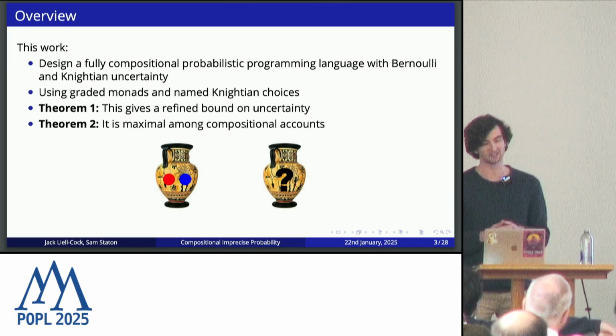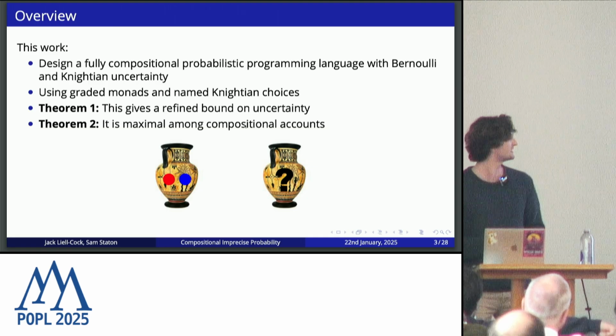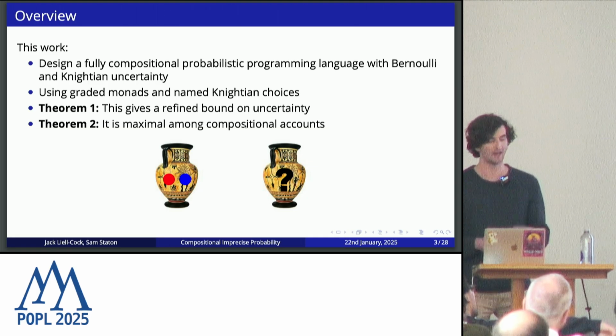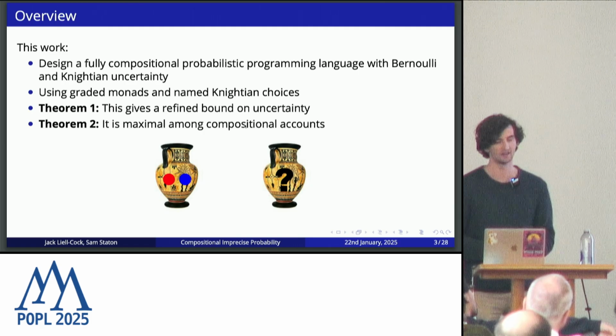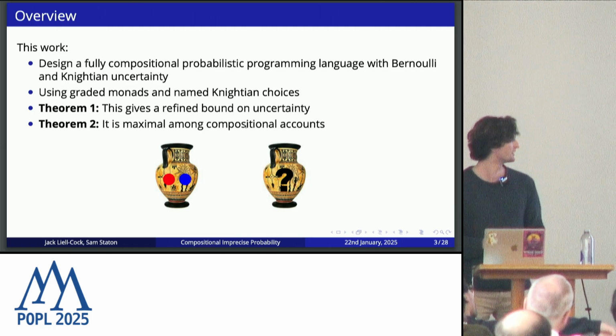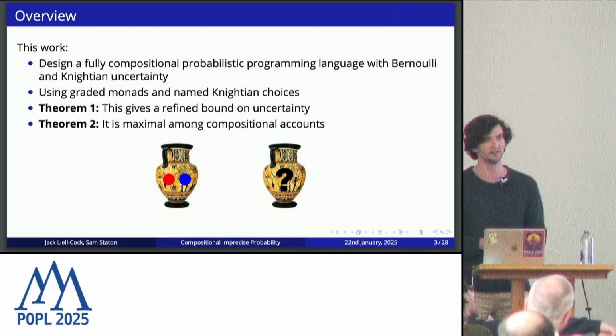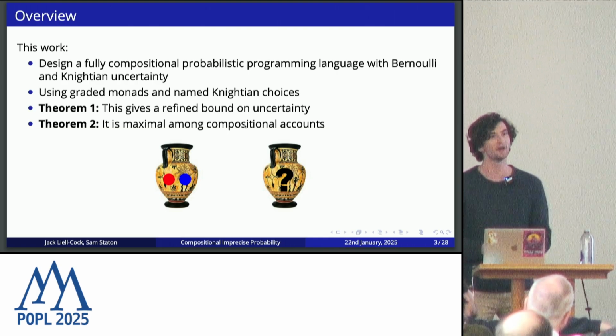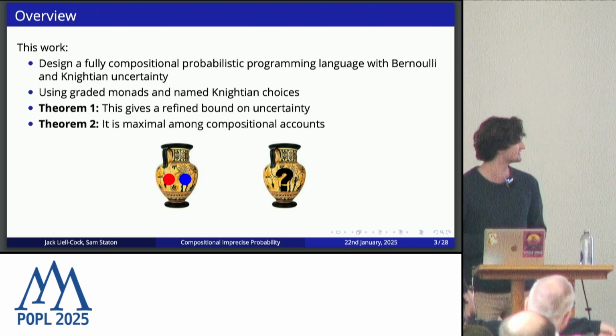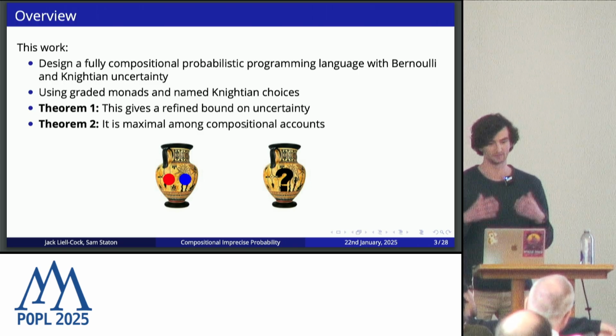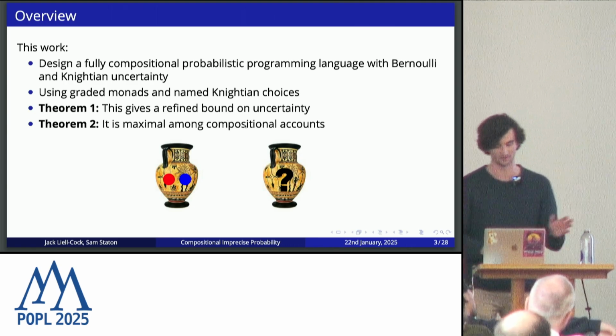So the way we actually did this in a programming language is we named the Knightian choices and managed this using graded monads. And we showed two things about the model we produced, is that they actually give a refined bound on the uncertainty compared to previous models. And it's basically the furthest we could push this kind of idea, because if we tried to push it any further, something will break, which I'll make clearer later.